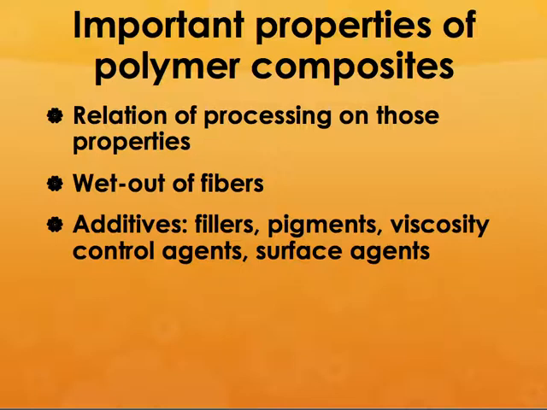And the other thing that we will talk about in this class is the effect of additives. What kind of additives are usually found in polymer composites, especially fillers and pigments, so you can have different kinds of colors and things like that. What kind of control agents are required for controlling the viscosity of the matrix, and what kind of surface agents are required for improving the bonding between the matrix and the fibers.